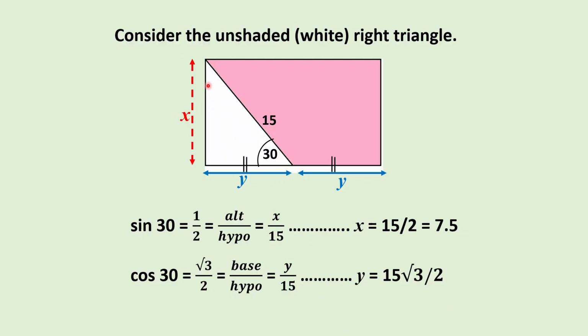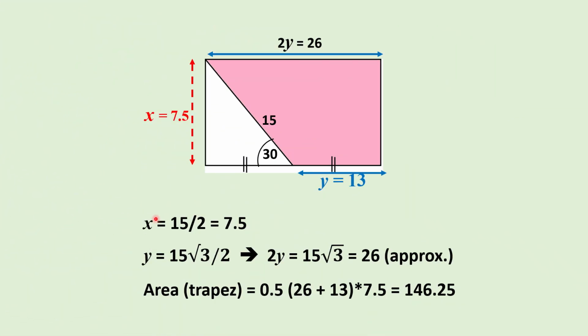Considering this right angle triangle, the white unshaded part, the altitude x, the base y, and the hypotenuse 15. So sine 30 is half, altitude by hypotenuse, and cos 30 is root 3 by 2, base by hypotenuse. So x is 7.5 and y is 15 root 3 by 2.